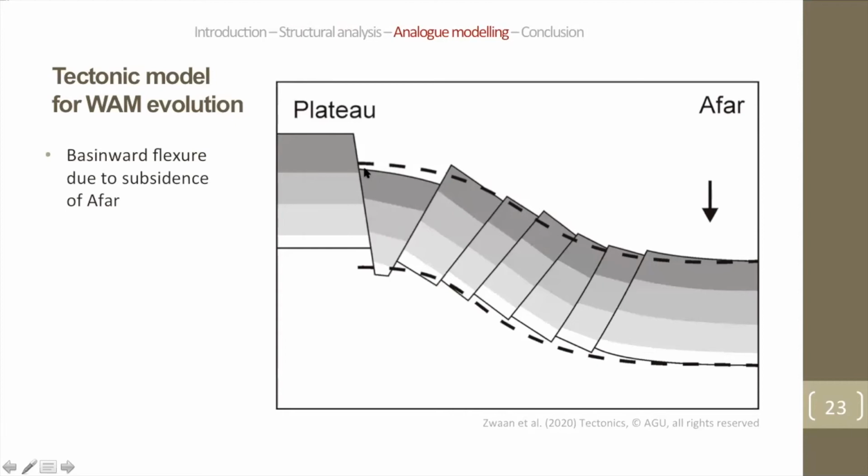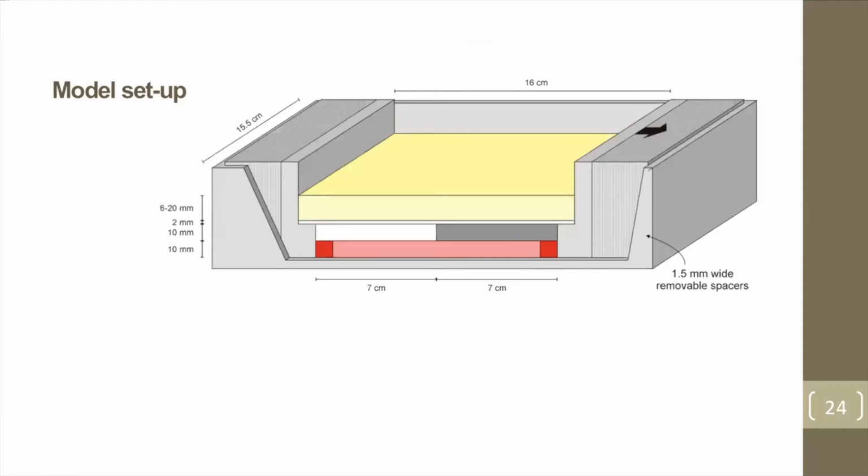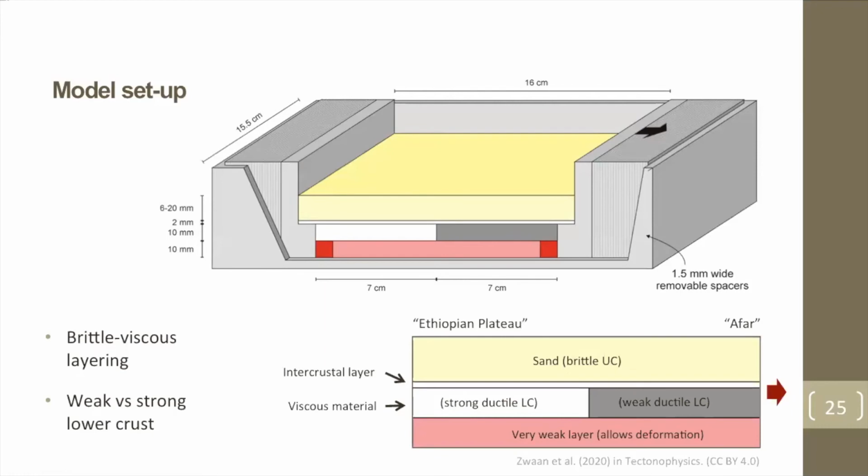Now, we designed a model setup in the University of Florence Tectonic modeling lab. And this model has layering, which is so-called brittle-viscous, in which we have a top layer of sand representing the upper crust, the brittle upper crust. And then below that, viscous material representing the lower crust, the ductile lower crust in nature. We have a strong lower crust representing the Ethiopian Plateau, and a weak lower crust representing the lower crust in Afar, because that is weakened by constant magmatism below the rift.